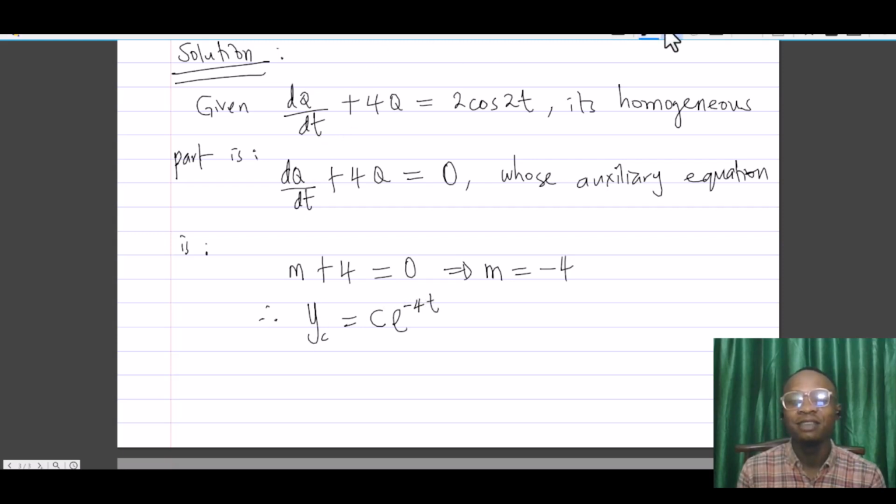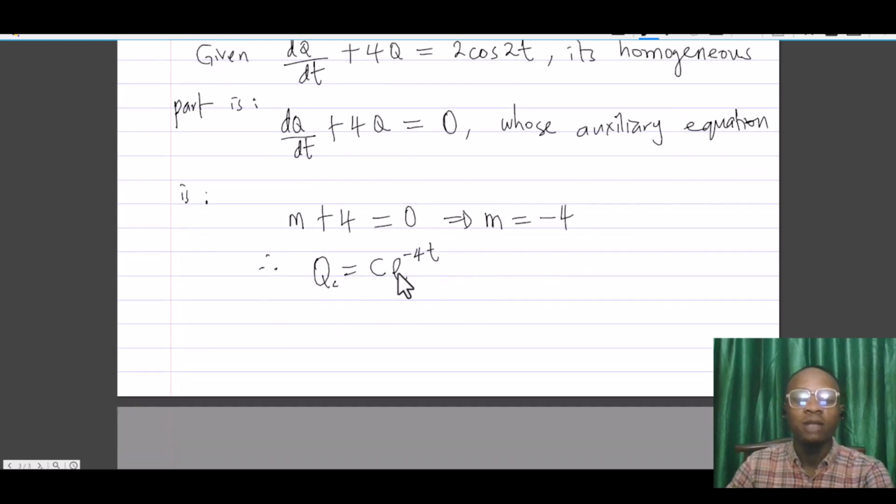Our dependent variable here is q, so let's write this as qc. So the complementary solution here will be qc equals c exponential minus 4t. Why? Because m is minus 4, it is just going to be c. If there were two roots, it would be c1 exponential of the one t plus c2 exponential of the other one t, but there's nothing to add to it or compare it with. So this is going to be our complementary solution.